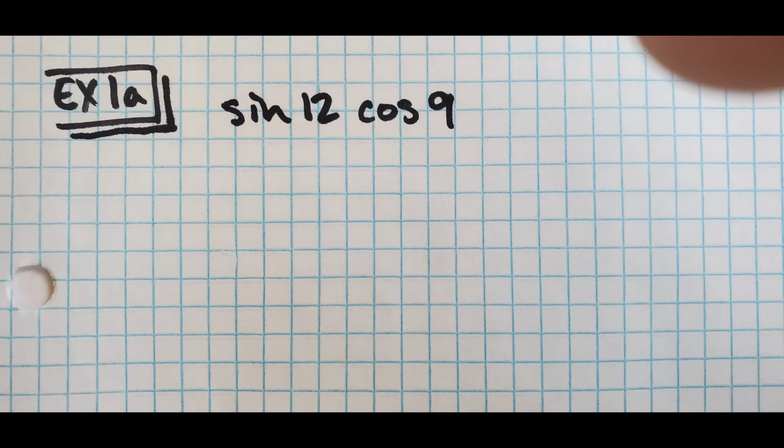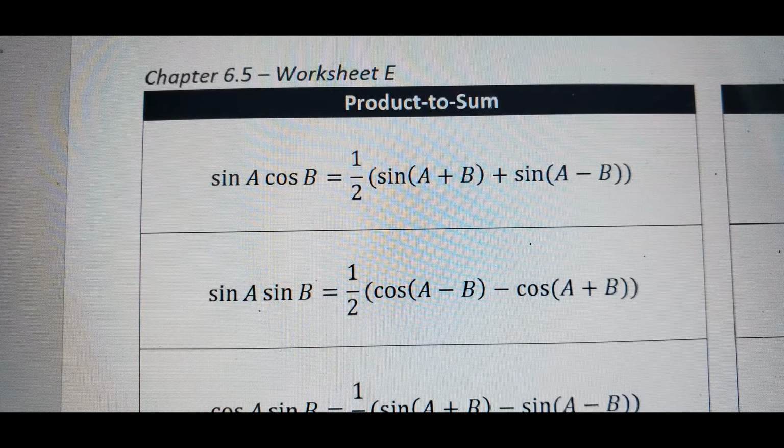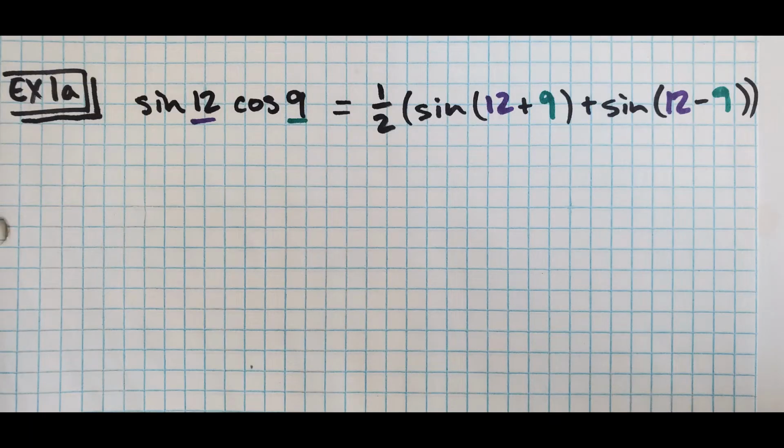Well, for this, we're going to go onto our product to sum worksheet, or identities, and we're going to find the one that has sine, then cosine. So the very top one has sine of A times cosine of B. Our A and B in this case are going to be 12 and 9. So I just plug in the 12 and 9 where all the A's and B's are, and you end up with this. Now, once we have that, all we have to do is simplify this a little bit.